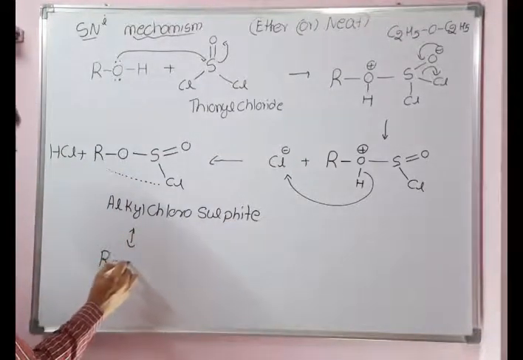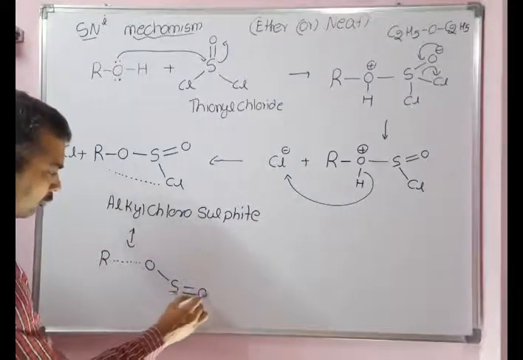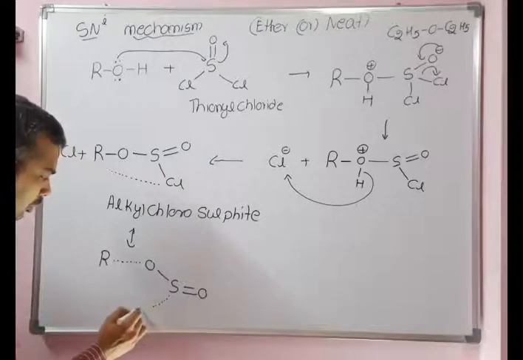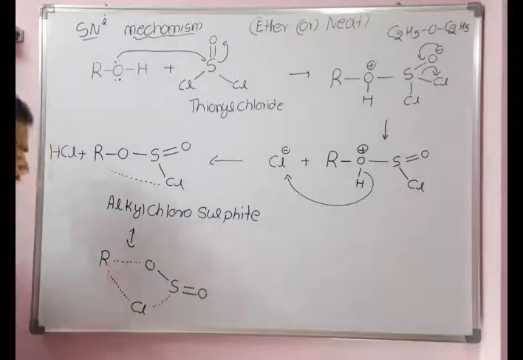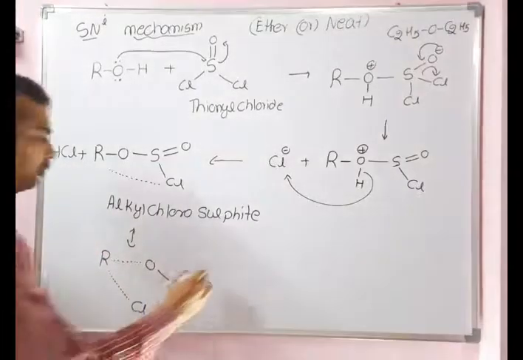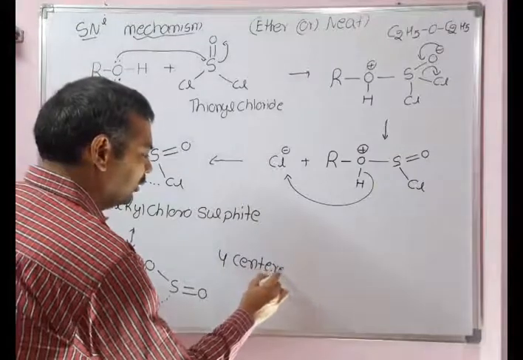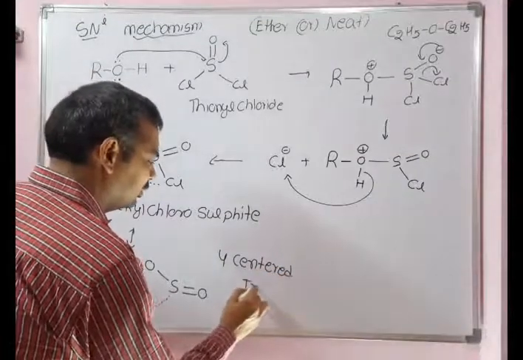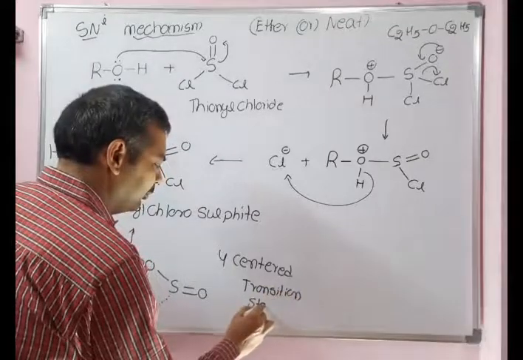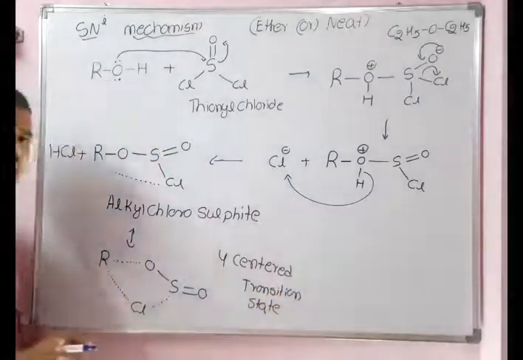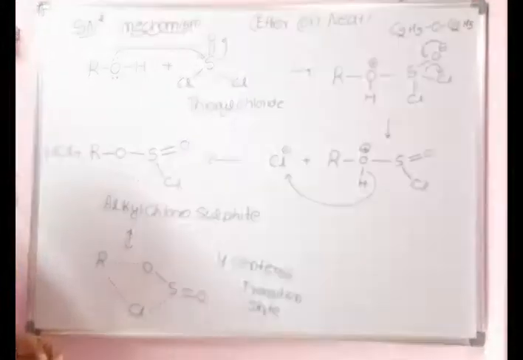R, O, S, O, chloro, and a bond between R and Cl. This is the 4-centered transition state that is obtained in alkyl chlorosulfide. Very important point: the 4-centered transition state is obtained in the mechanism of SNi at alkyl chlorosulfide.